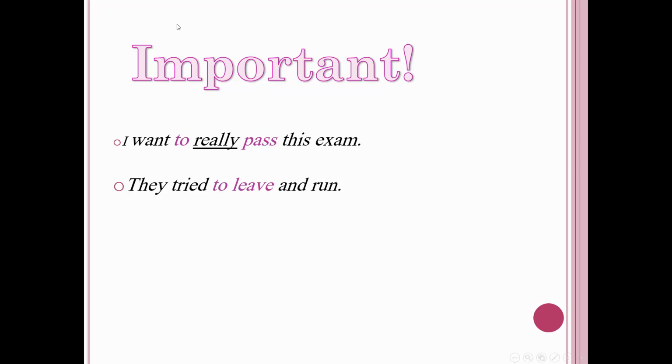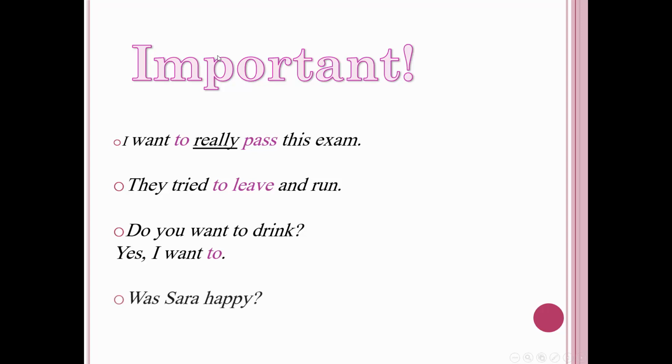And we can use to or not to alone instead of repeating the verb, as in the following example. Do you want to drink? Yes, I want to. We leave out the verb, except for the verb to be, which we have to repeat. Was Sarah happy? Yes, she seemed to be.